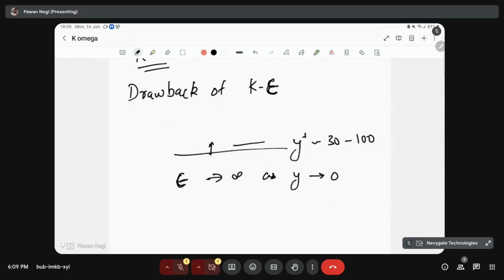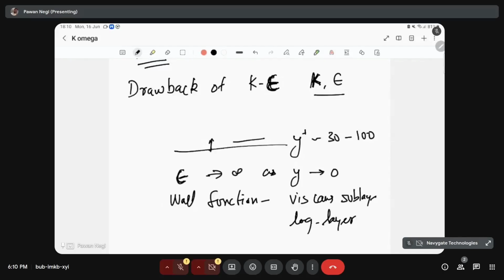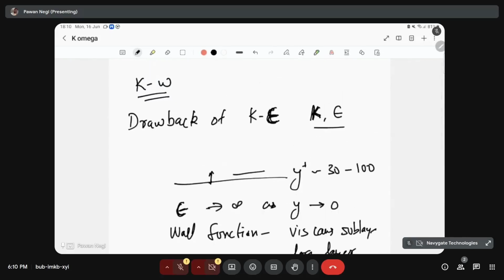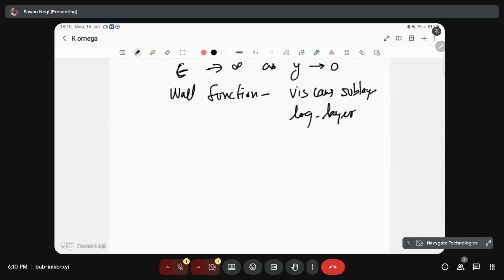Even though K-Epsilon solves two extra variables, which are the turbulent kinetic energy and the turbulent dissipation, it still is not good close to the wall, and we have to use wall functions to resolve the viscous sublayer and up to the log layer. Therefore, we needed a model which solves for both dissipation and kinetic energy and resolves well close to the wall. Therefore, this model came, which is called K-Omega model.